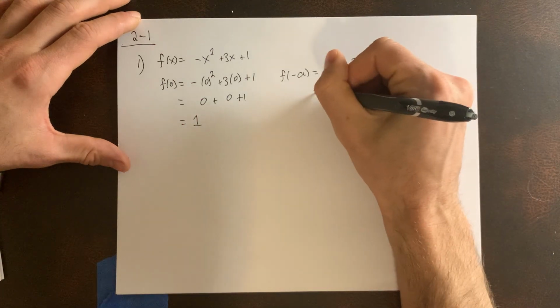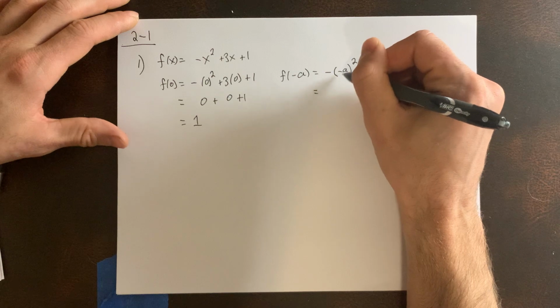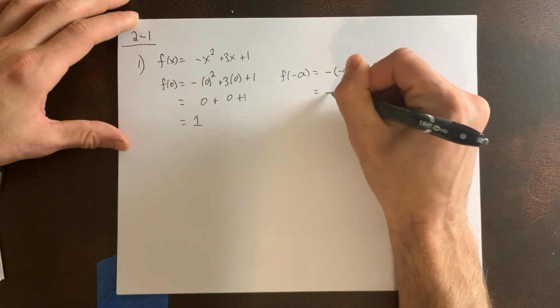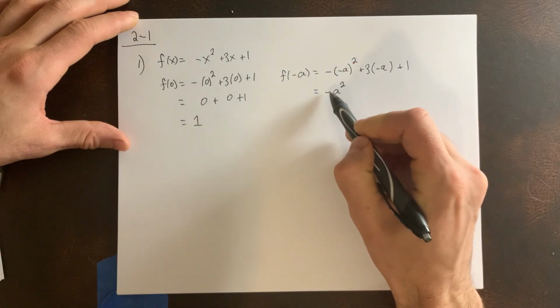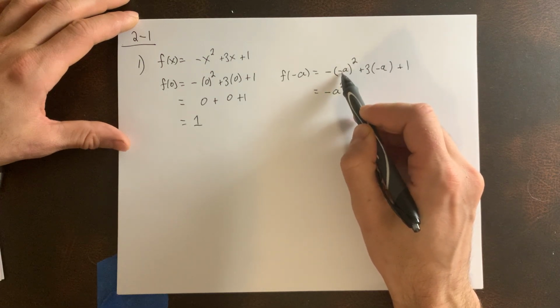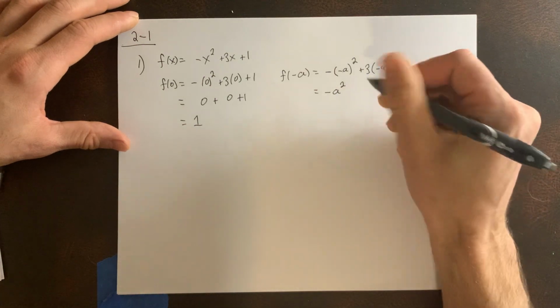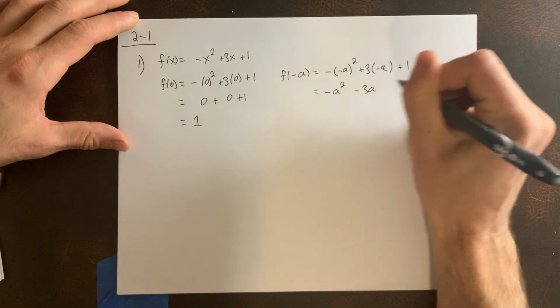Okay, so what does this equal? Minus a squared, all you're doing is squaring. So when you square a negative, that goes away. So we're just going to have a squared. So this is just going to be minus. So this minus sign is this one right here. This minus sign goes away because we're squaring it. And then we have our a squared. So here's 3 times minus a, so that's minus 3a. And then plus 1.